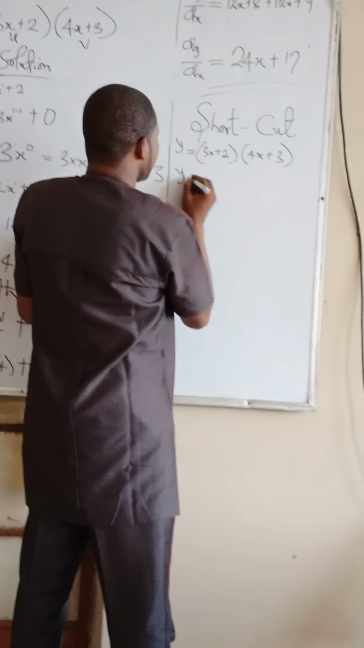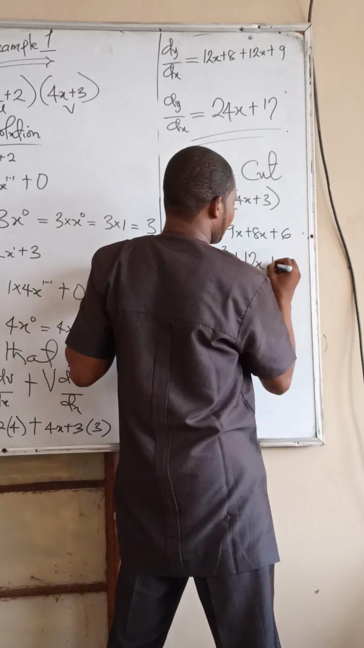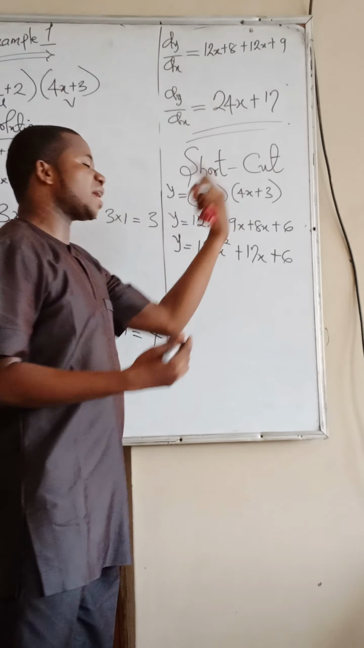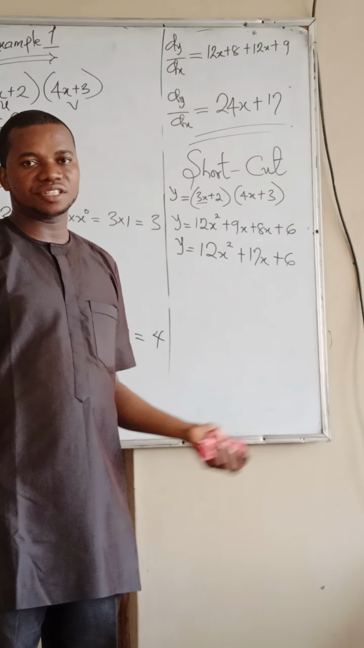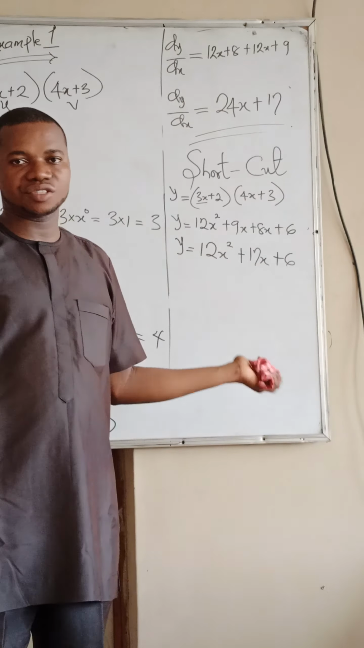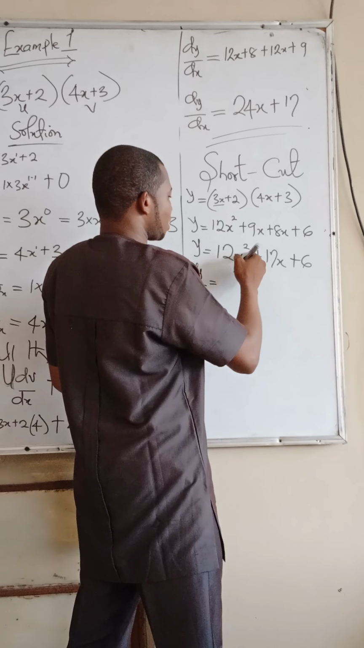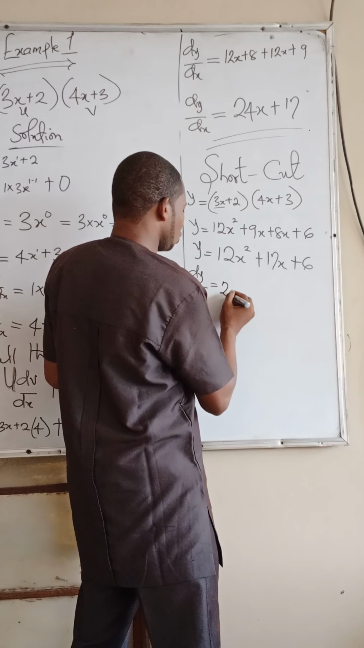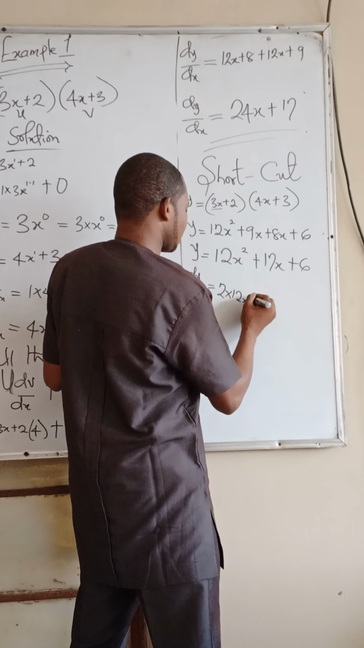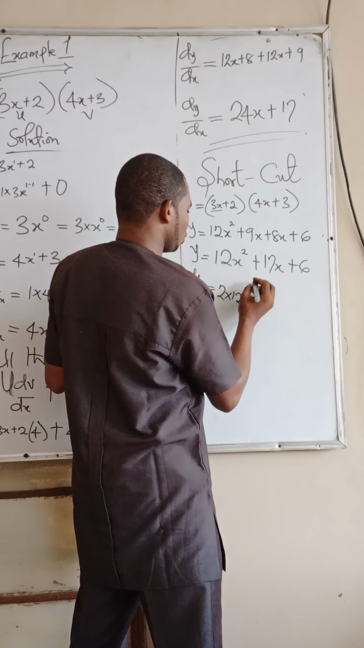So at the end of the day, I'm going to have y is equal to 12x squared plus 9x plus 8x, which gives me 17x, then plus 6. Having multiplied out, you just go on to differentiate using your general formula. So I'm going to differentiate y with respect to x. That will give me dy/dx is equal to, I bring down my power, 2 times 12x raised to power 2 minus 1.